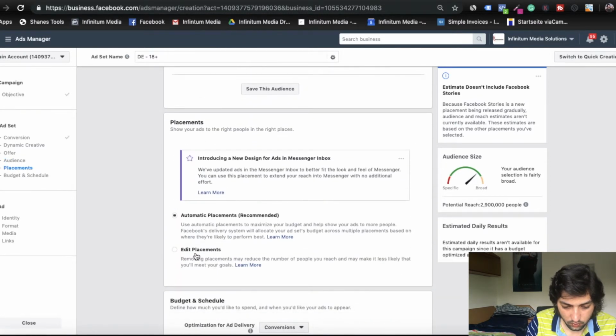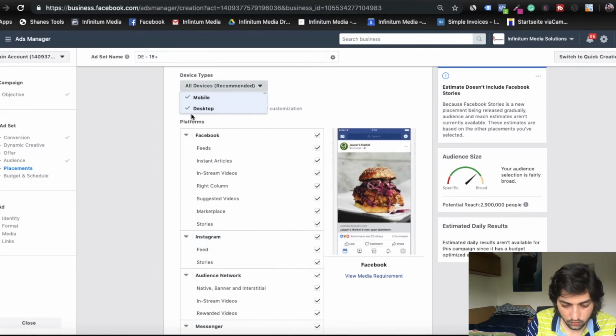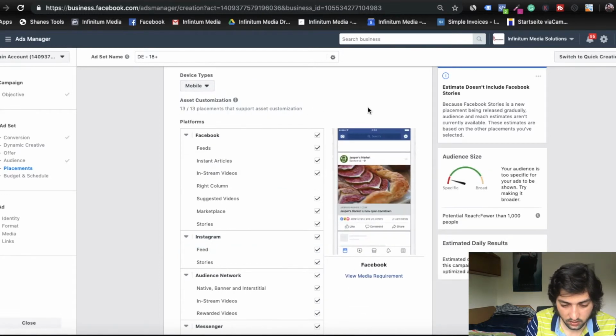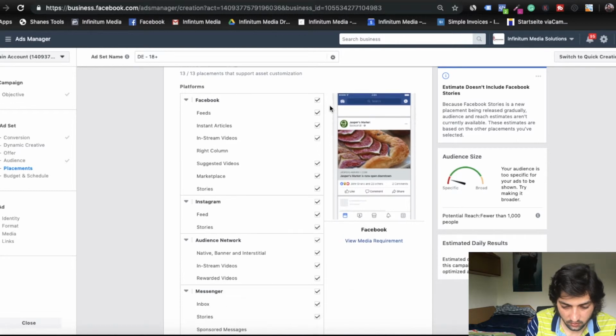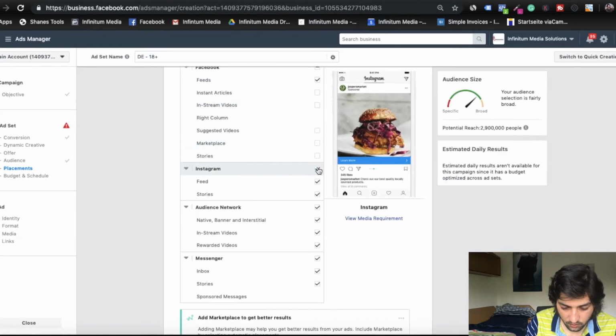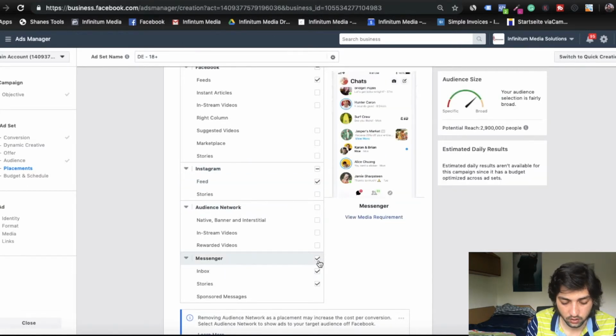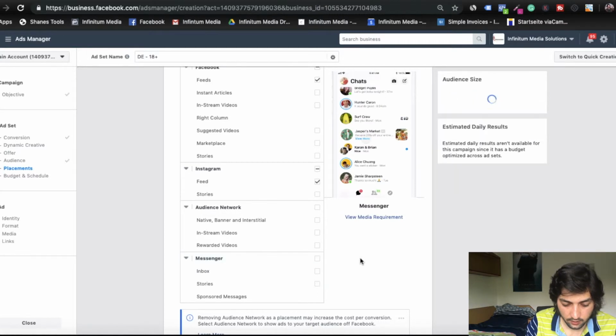That's what I always do. Go mobile only, because most of your purchases are gonna come from there, and select only Facebook feeds. All right, Instagram feeds and Facebook feeds. And particularly in this case of cosmetics, you definitely want to go and test out Instagram feed.